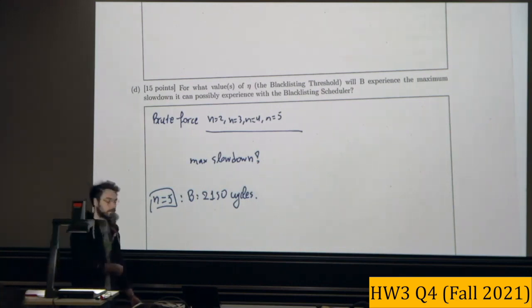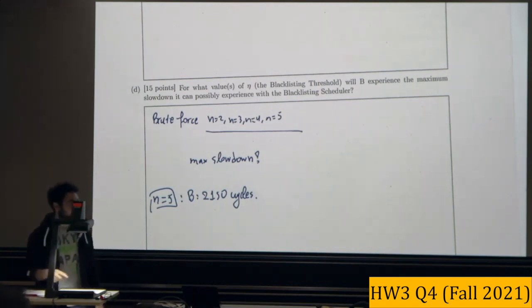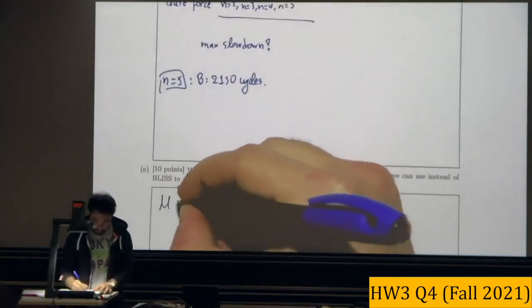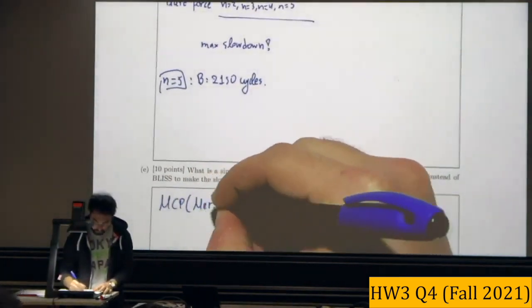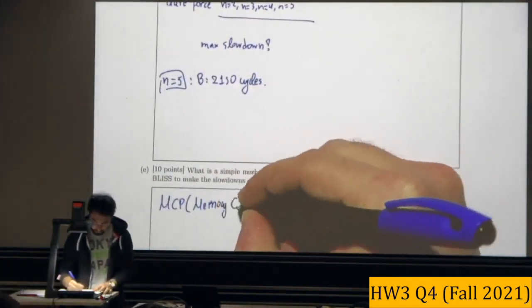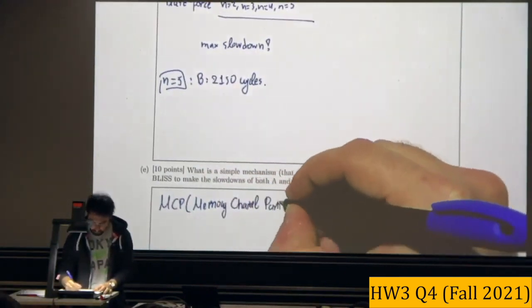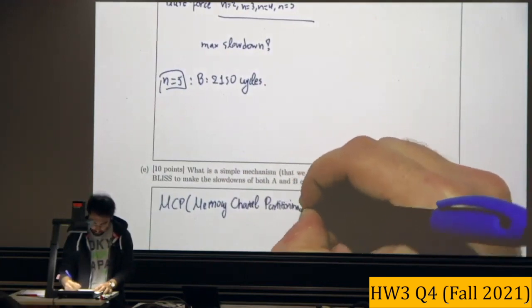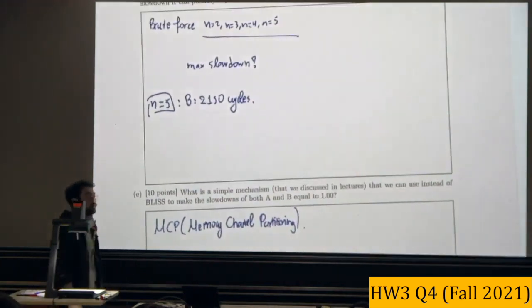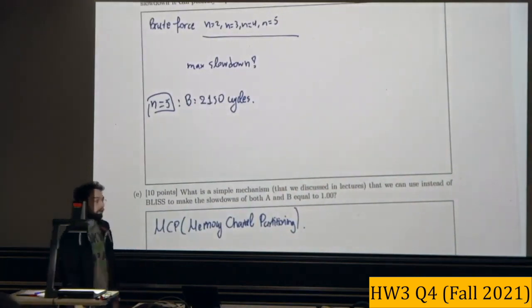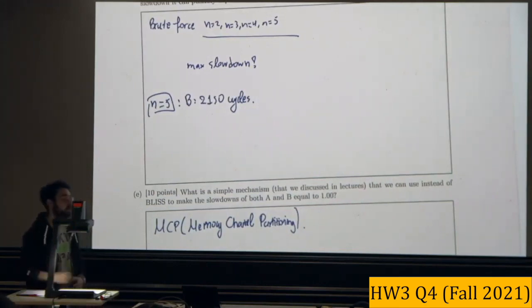Two channels. How is this technique called? Partitioning. Okay, it's memory channel partitioning. Correct. So the technique is called MCP, memory channel partitioning. In this case we will have the two applications running in different channels, and we won't have any kind of conflicts between the banks. And the slowdown will be the same, which is 1.